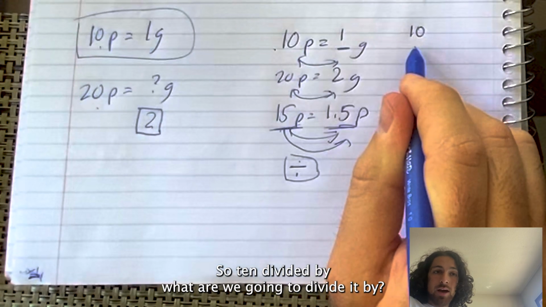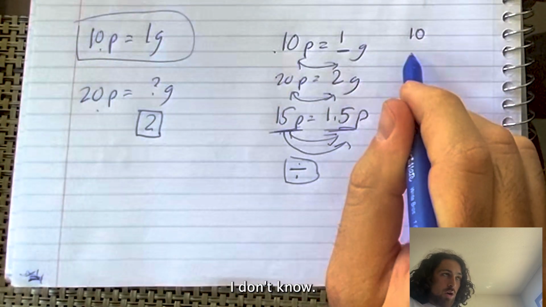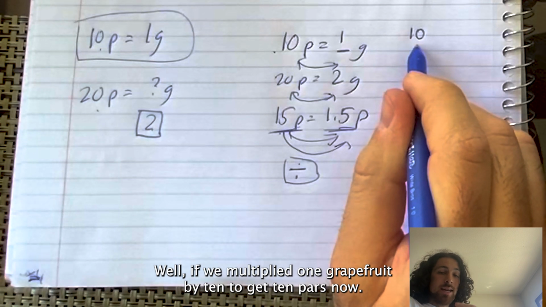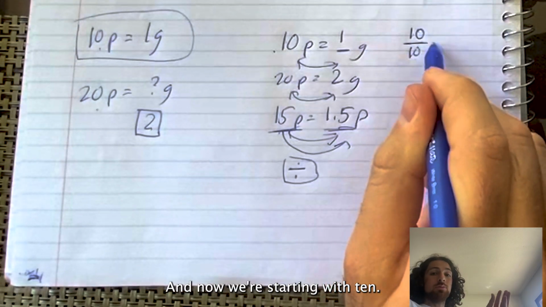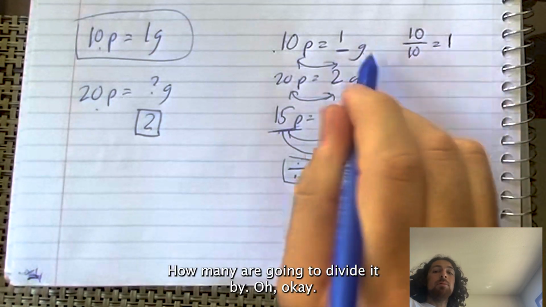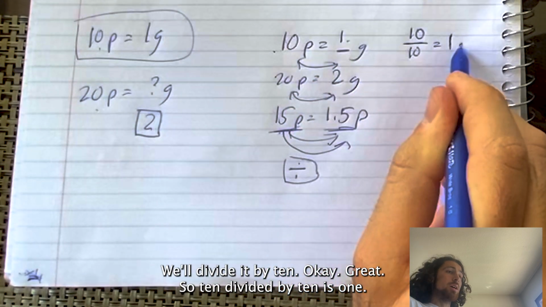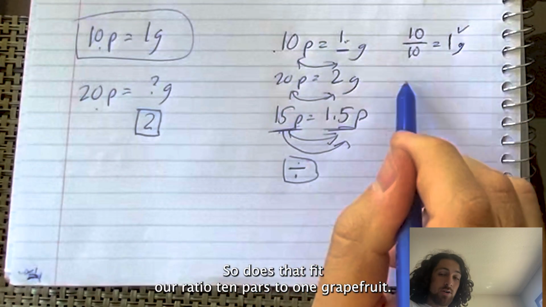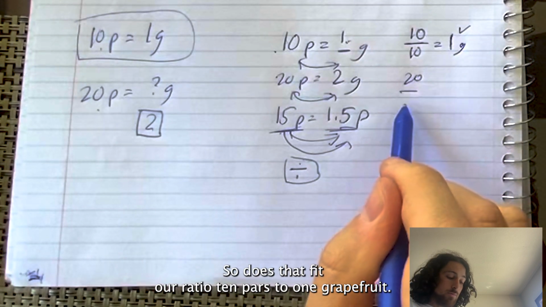So 10 divided by, what are we going to divide it by? I don't know. Well, if we multiplied 1 grapefruit by 10 to get 10 pears, now we're starting with 10, how many are we going to divide it by? Oh, okay, we'll divide it by 10. Okay, great. So 10 divided by 10 is 1. Does that make sense? Does that sound right? So does that fit our ratio, 10 pears to 1 grapefruit? Yeah, it does. Okay, great.